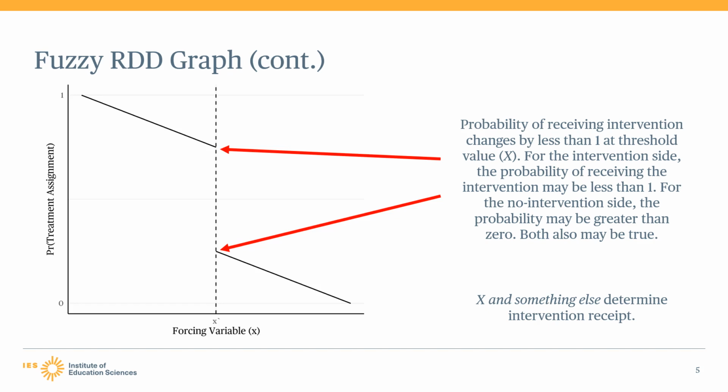It is also common to see that the probability of intervention receipt is greater closer to the cutoff on the comparison side and lower closer to the cutoff on the intervention side, as in this example, because these are individuals on the margin, but that need not be the case. If the probability were flat at 0.75 below and flat at 0.25 above, this would still be a fuzzy RDD.